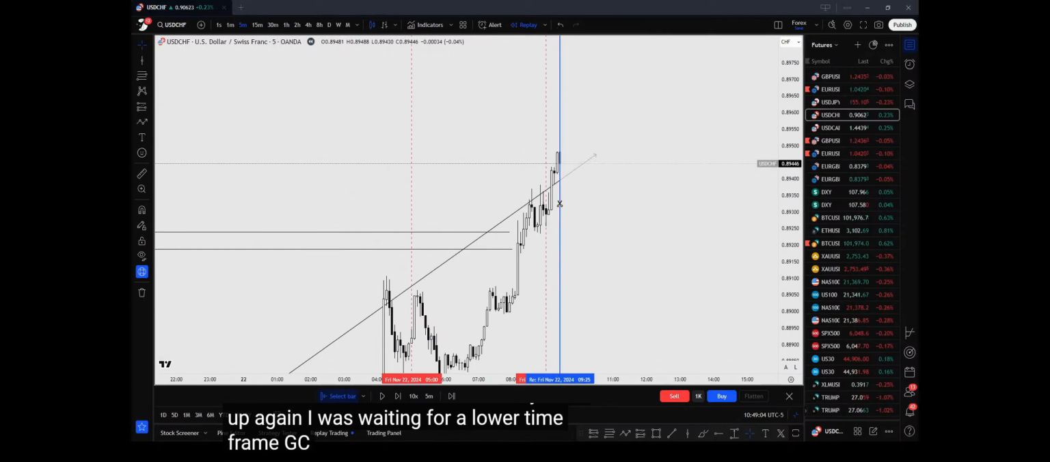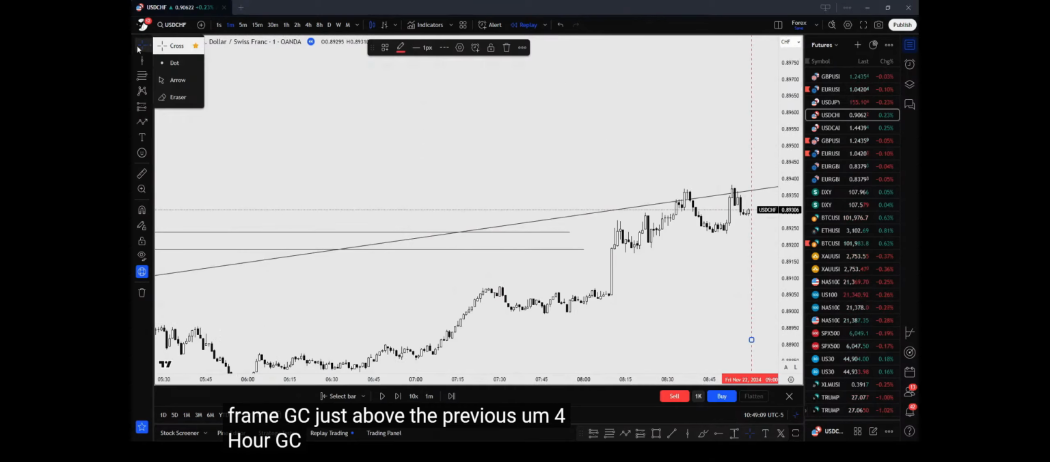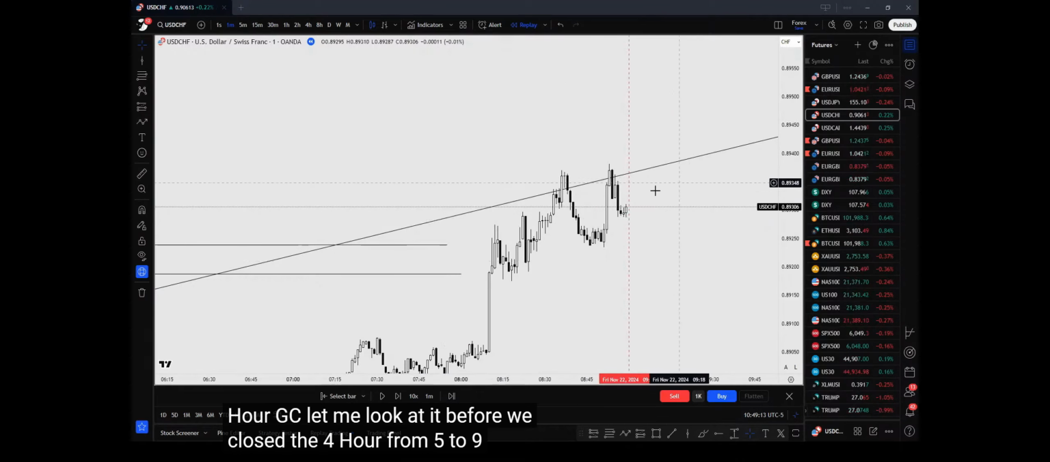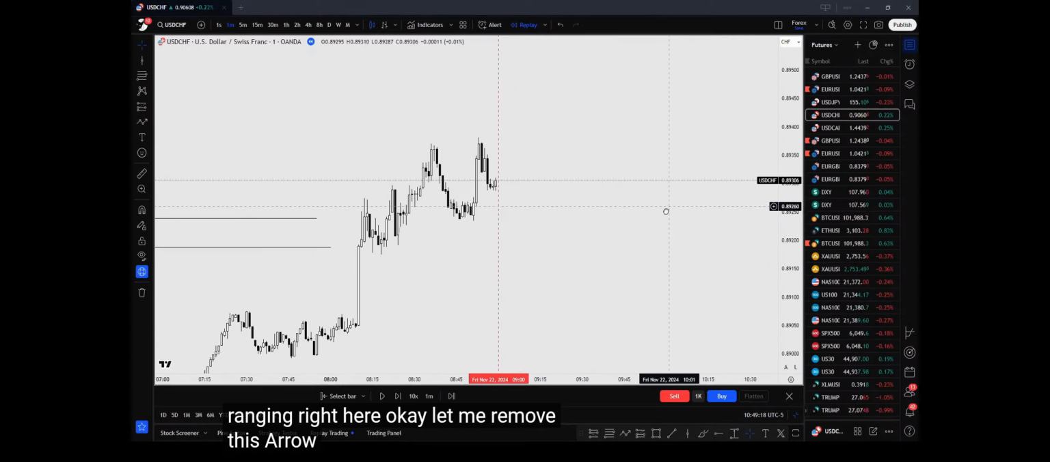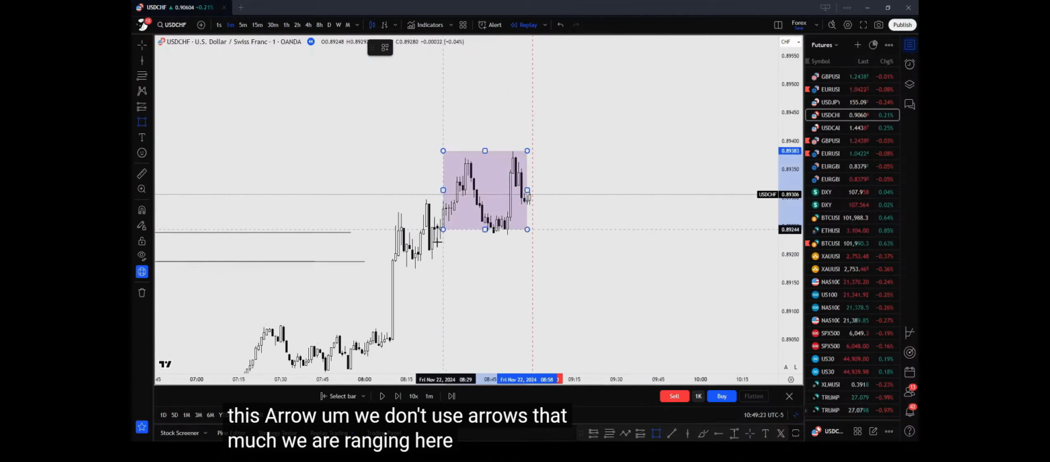I was waiting for a lower time frame GC just above the previous 4-hour GC. Let me look at it. Before we closed the 4-hour from 5 to 9, we were ranging right here. Okay, let me remove this arrow. We don't use arrows that much. We are ranging here before the close of the 4-hour.